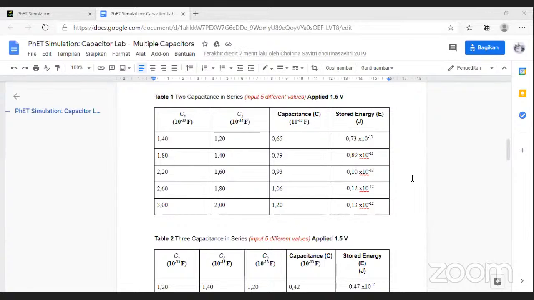Capacitance 1 is 1.80 times 10 to the power of minus 13 farad. Capacitance 2 is 1.40 times 10 to the power of minus 13. The total capacitance is 0.79 times 10 to the power of minus 13. Stored energy is 0.89 times 10 to the power of minus 13 joule.